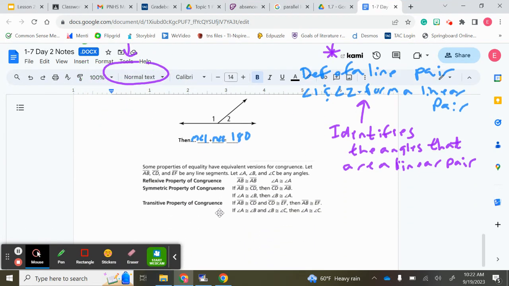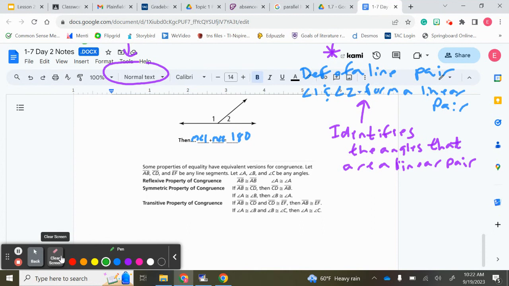All right, so here are some extra properties that we have. Some properties of equality have equivalent versions for congruence. Let segment AB, segment CD, and segment EF be any line segments. Let angle A, angle B, and angle C be any angles. So here we have the reflexive property of congruence, the symmetric property of congruence, and the transitive property of congruence.